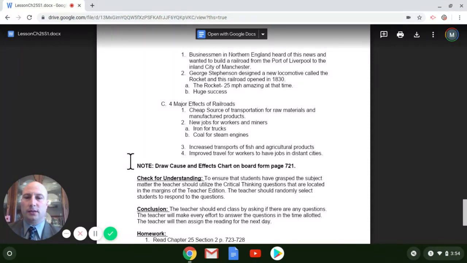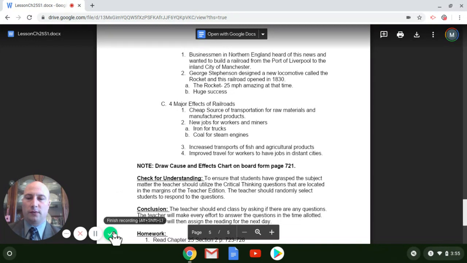Final note today, there is a cause and effects chart that I can reproduce from page 721. If anybody's interested in seeing that, please just let me know. Guys, thanks for listening. I know that this was a long lesson, but the Industrial Revolution is very important for the future of world history.